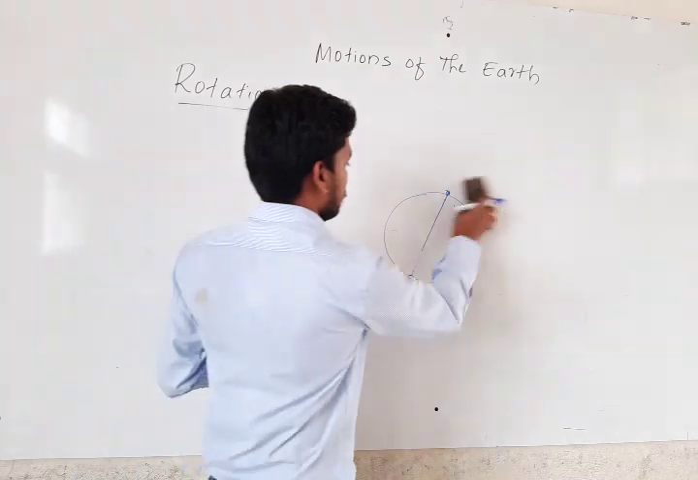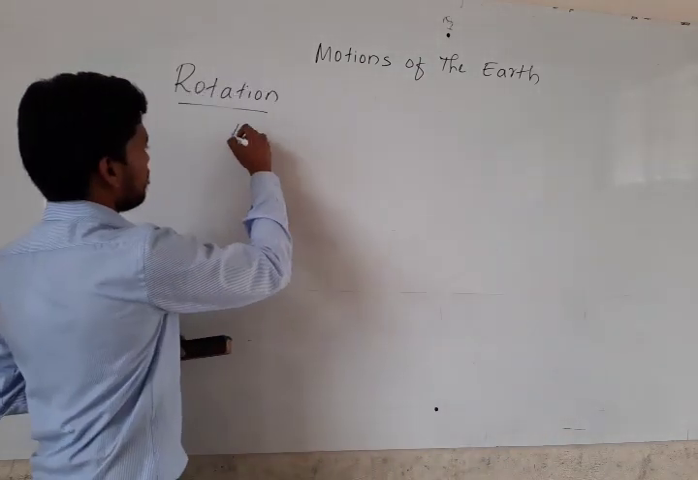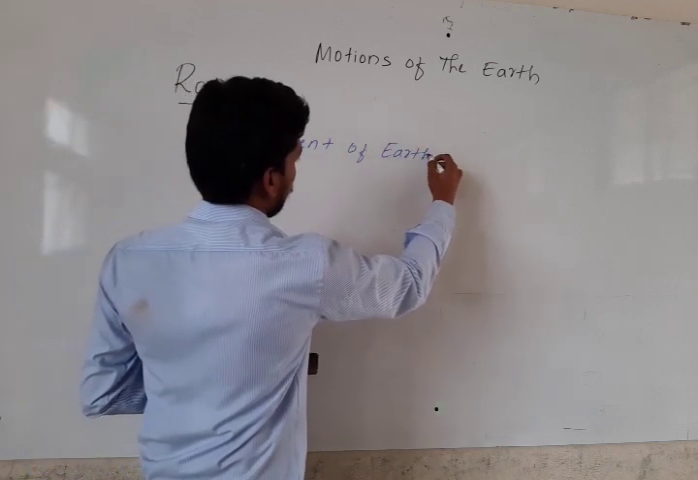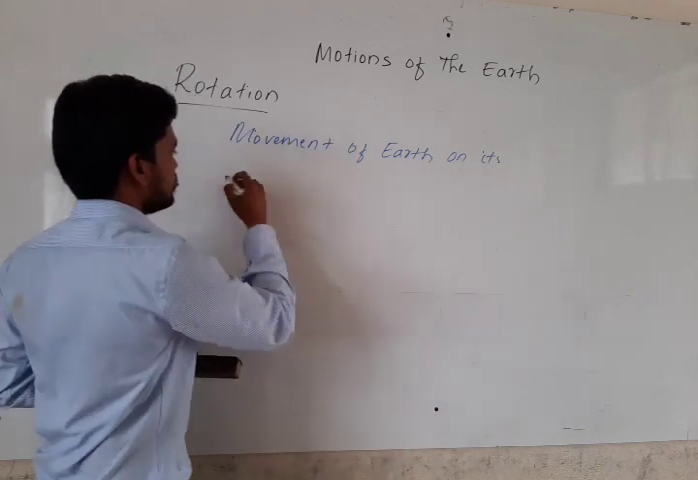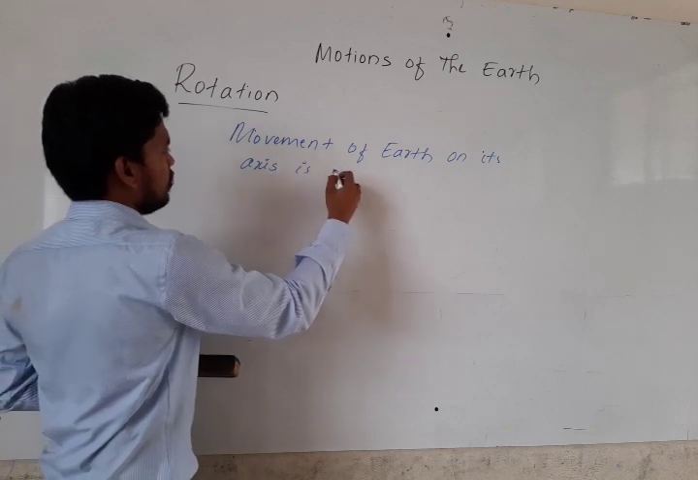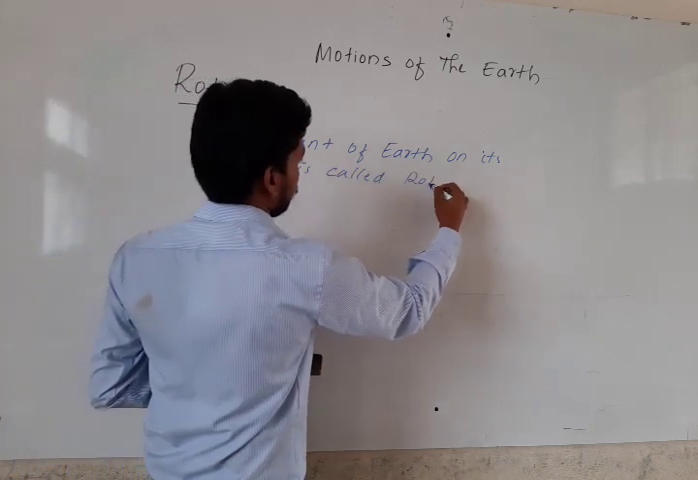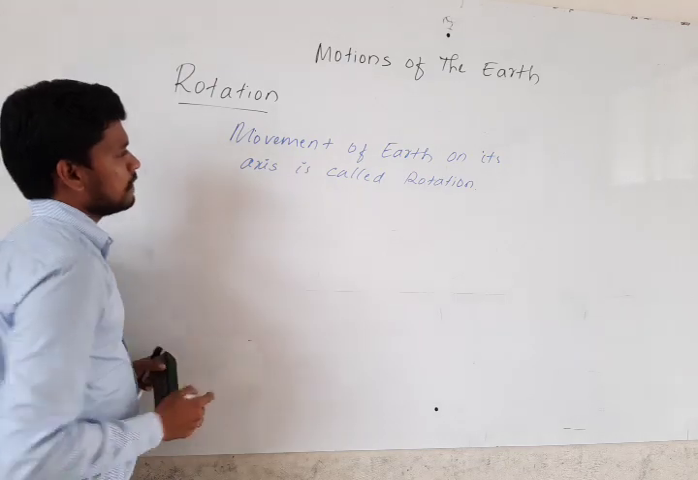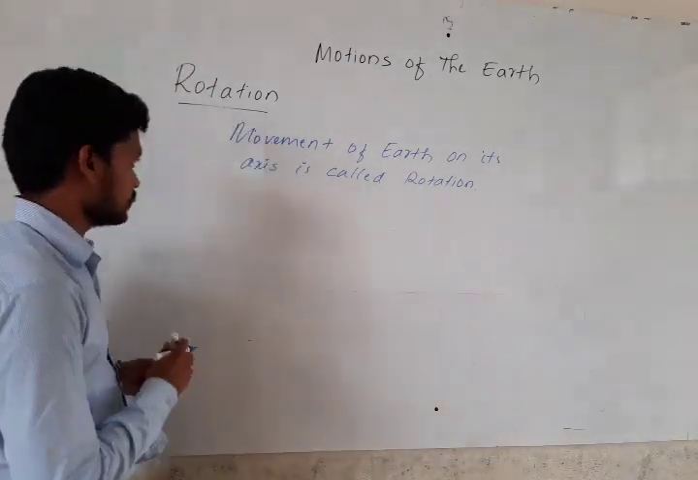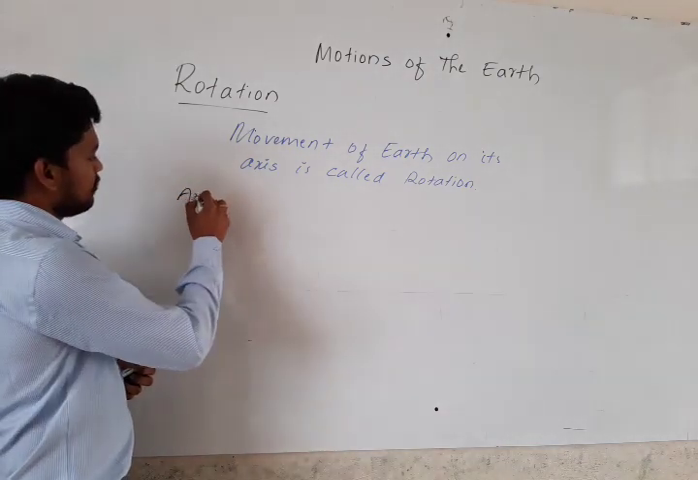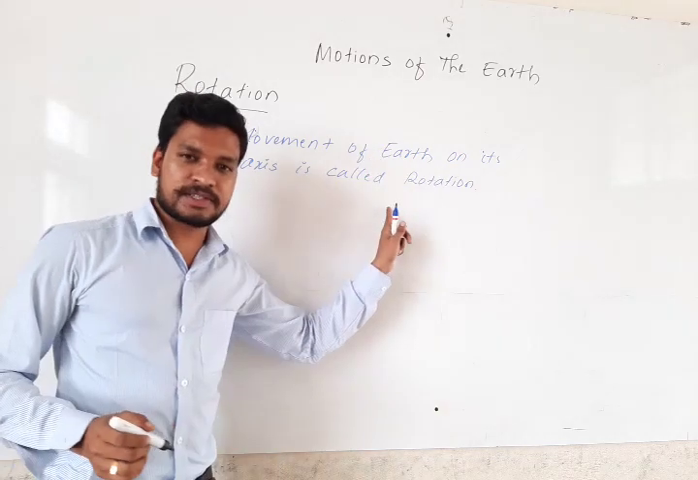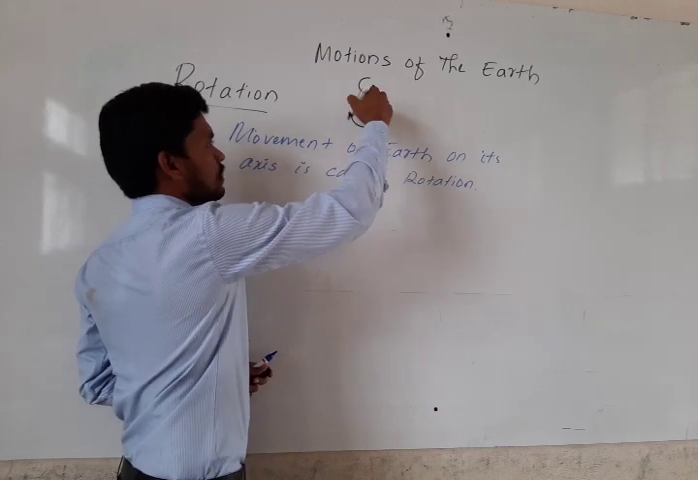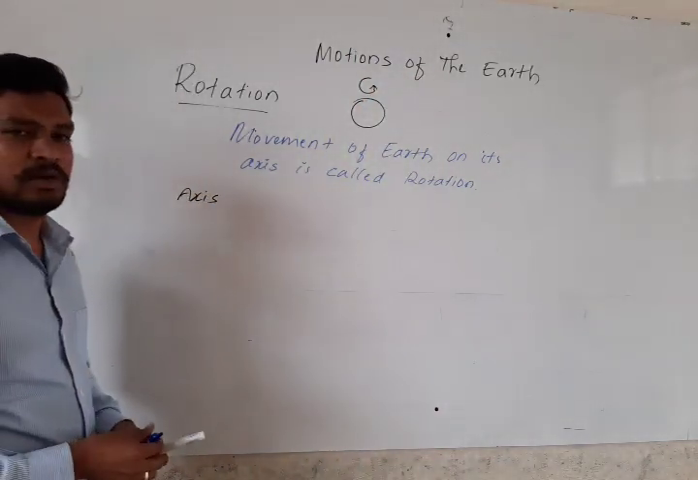You may say it's rolling, otherwise the movement of the earth on its axis is called rotation. So what is the axis? Have you understood this rotation, the movement of the earth? Suppose here is the earth; the movement of the earth around itself is the rotation.